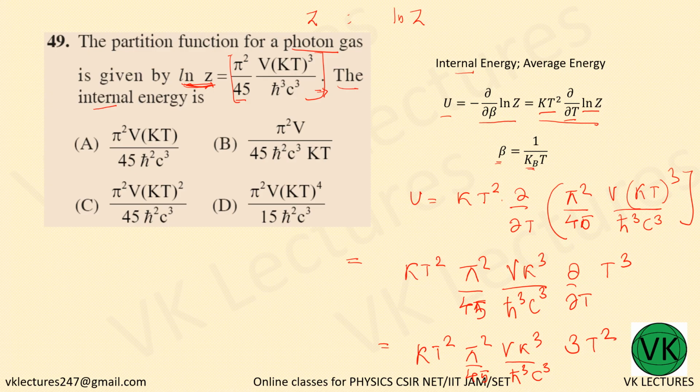Alright, so here you have k power 4, T power 4, so kT whole power 4. Then pi square divided by, this is 3 and this is 45, so that is 1 by 15, and we have pi squared, V by h cross cube c cube. So your answer is D.